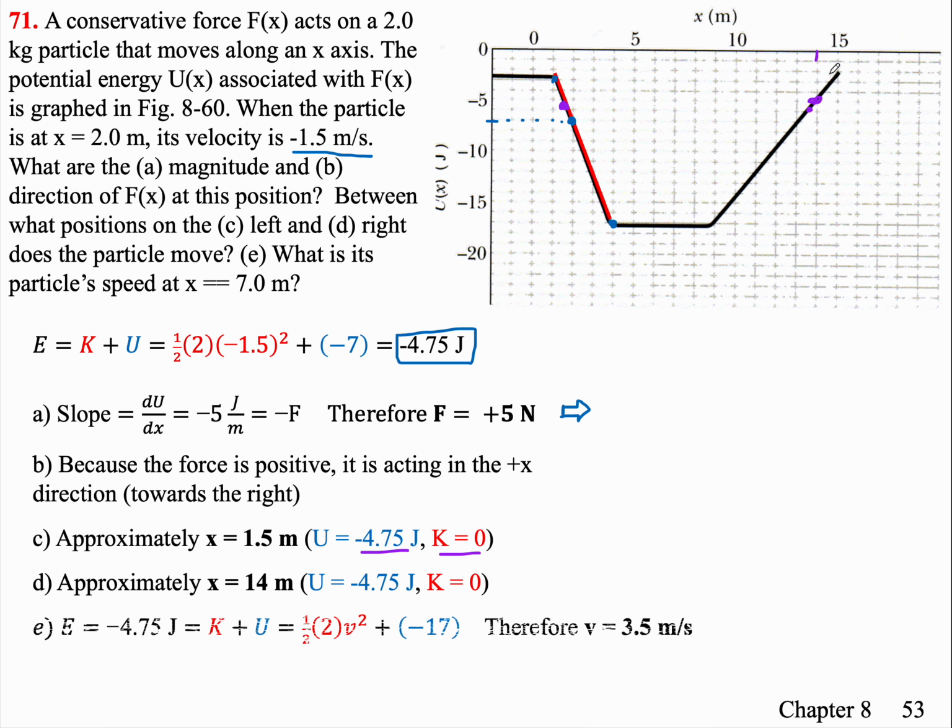And finally, what's the particle's speed at 7 meters? Well, at 7 meters, we're right down here. And at that point, we know the potential energy is about negative 17, just based on this. And we can figure out the kinetic energy, 1/2 mass times velocity squared. We just have to solve for the velocity, and if you do that, you'll discover it's moving about 3.5 meters per second. Hopefully that makes sense. It's a good way of reading a potential versus position graph.